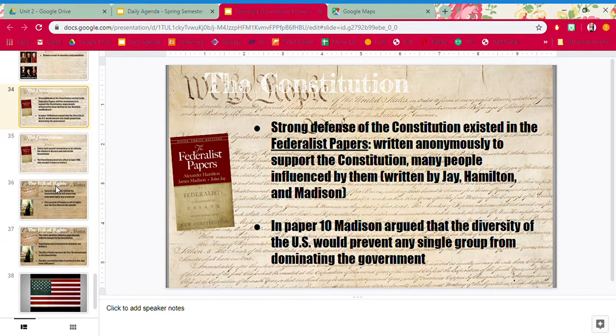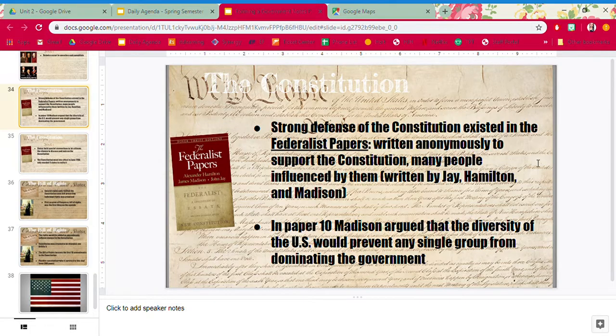So, one way it's debated is through this thing called the Federalist Papers. And these are just essays that support the Constitution. They're written anonymously, meaning nobody knows who wrote them. But in reality, we actually know it was Alexander Hamilton, James Madison, and John Jay. They publish them in newspapers, and eventually they're put into a book. People are going to read them and think, huh, this is interesting what they say about the Constitution.